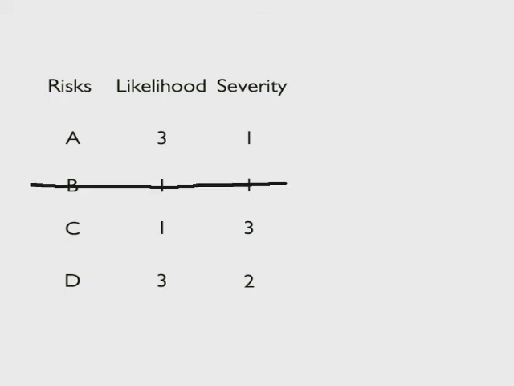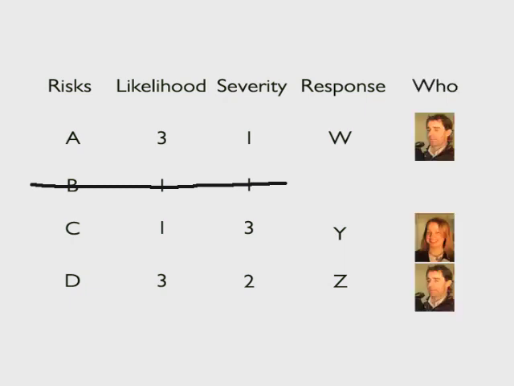Step 4. Filter out trivial tasks, low likelihood, low severity. Step 5. Brainstorm responses: prevent or reduce risk, contingency or fallback, transfer, as in pass the buck, or accept. Step 6. Give ownership of each risk so that only one person is responsible for it. And Step 7. Plan in agreed risk actions.